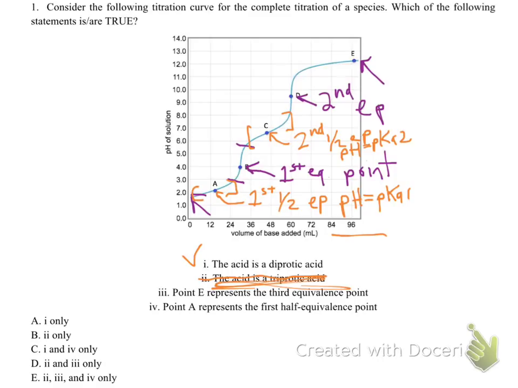Point E represents the third equivalence point. Well, you can't have three equivalence points if there's only two protons to take off. So this can't be true. And then 4 is point A represents the first half equivalence point. I like that one. That is indeed true. Ding! So, our answer is going to be C, 1 and 4 only.